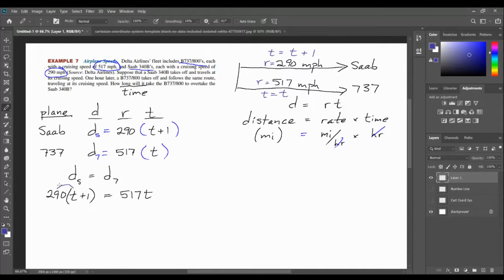First, we will distribute the 290. So we've got 290t plus 290 equals 517t. Subtract 290t from both sides. And I've got 290. 517 minus 290 looks like 227. If I'm doing that right in my head, I'll double check with my calculator here.